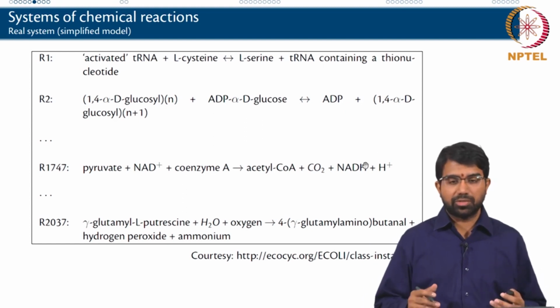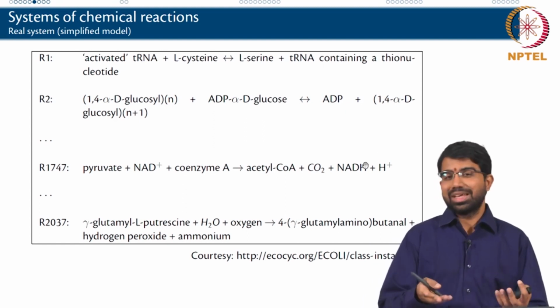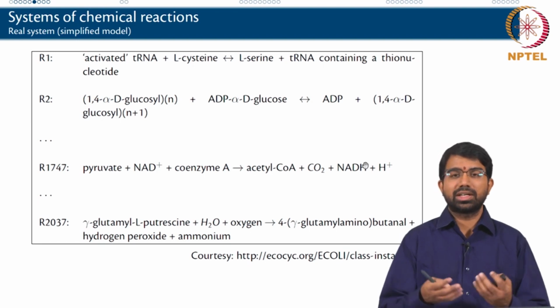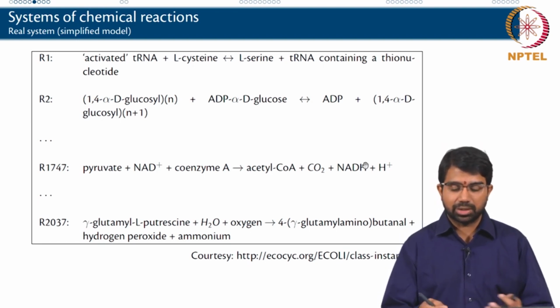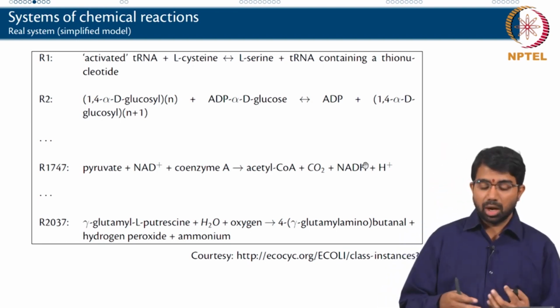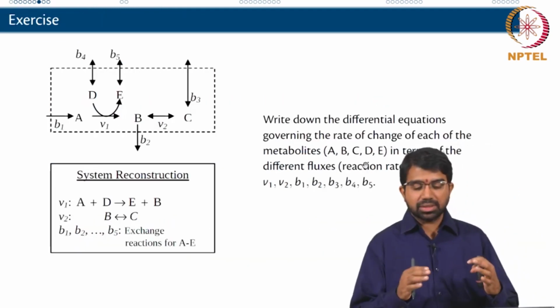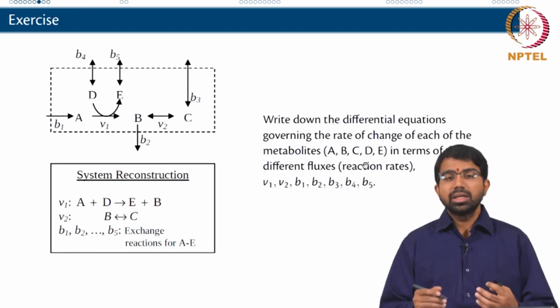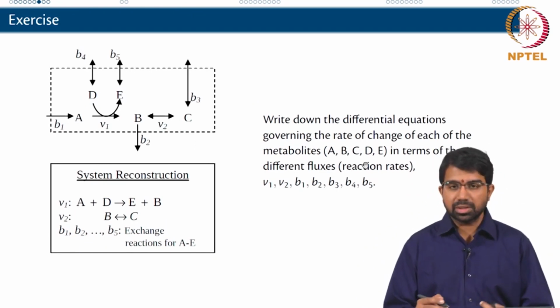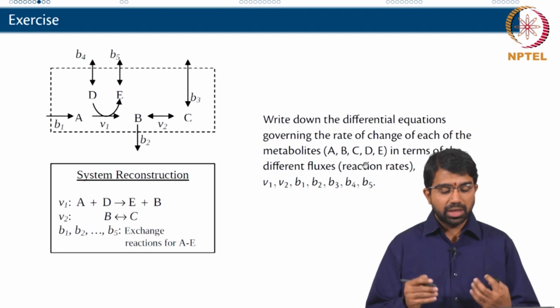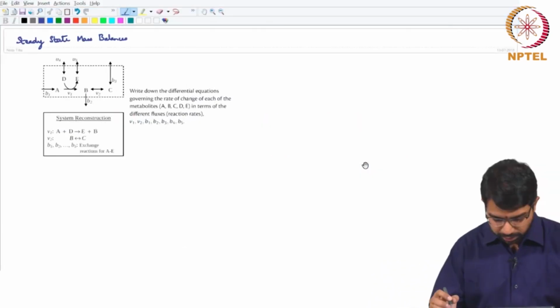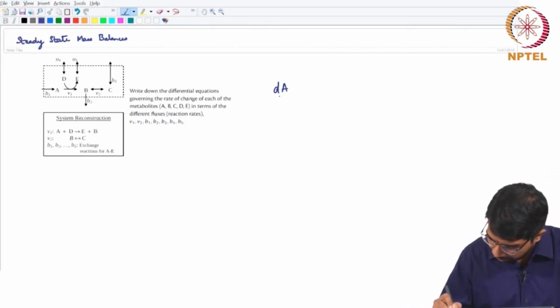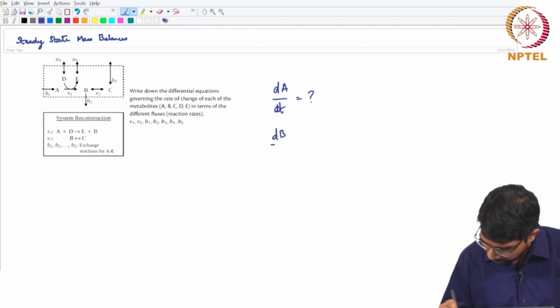You have a long system of reactions and, because we are discussing this in this course, you want to write a mass balance or a material balance for it and then see how we can model it. So, let us just step back and take a very simple system that you see on the screen here, and can you write down the equations governing the rate of change of each of these metabolites. So, what is dA by dt, what is dB by dt, and so on.